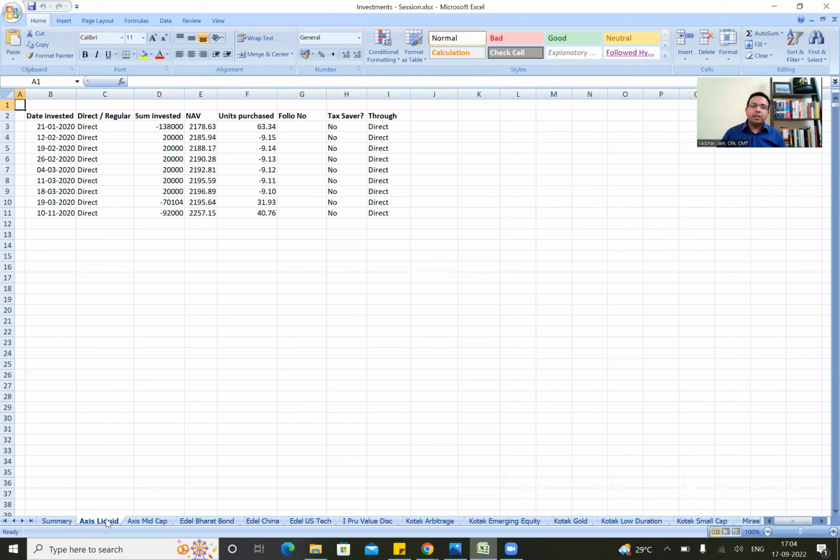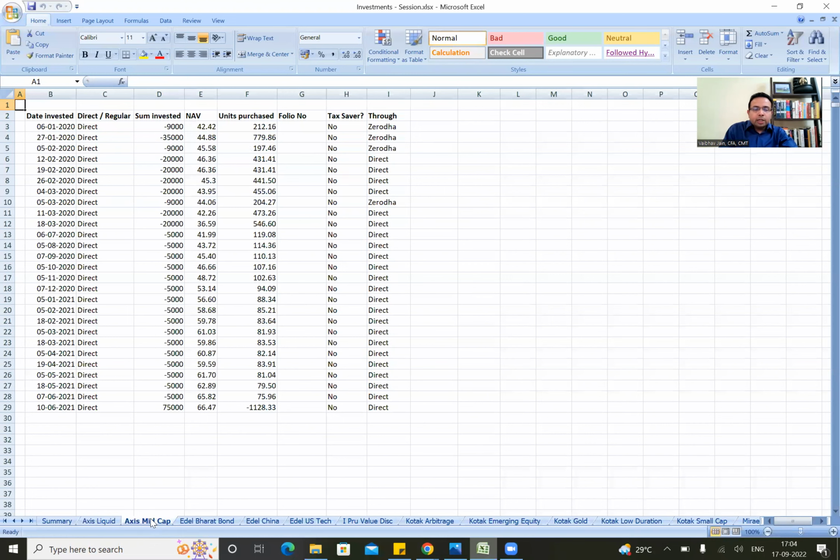This can be compared with the CAGR of Axis Liquid Fund, which would mean that it starts from 21/1/2020 till date. The number would be different, and I'll come to another example where I'll show this. And you can also compare it with the benchmark to see whether you have invested into a fund which is outperforming or underperforming. Now, another example is this Axis Midcap Fund.